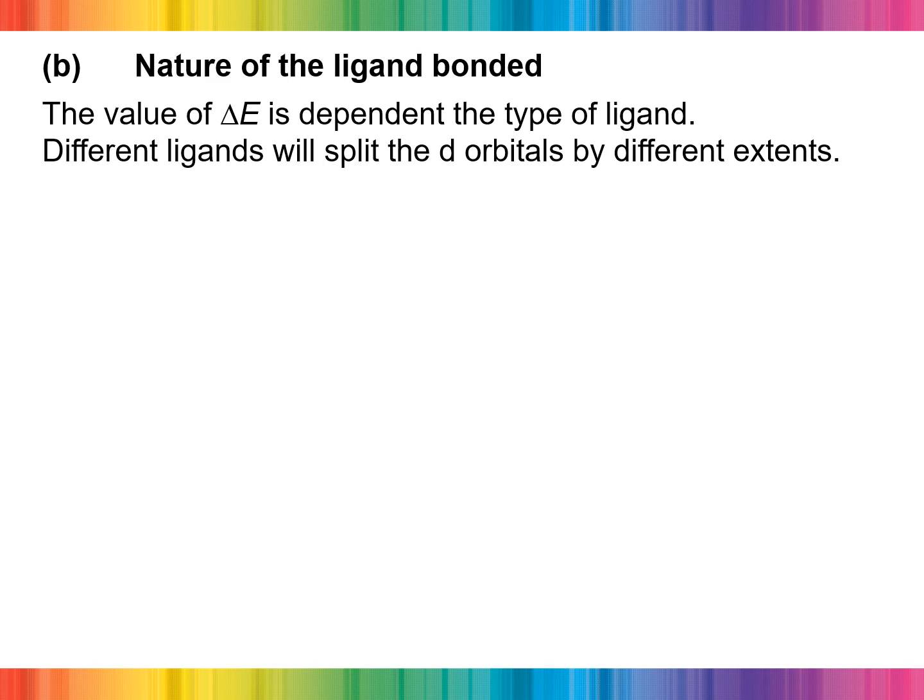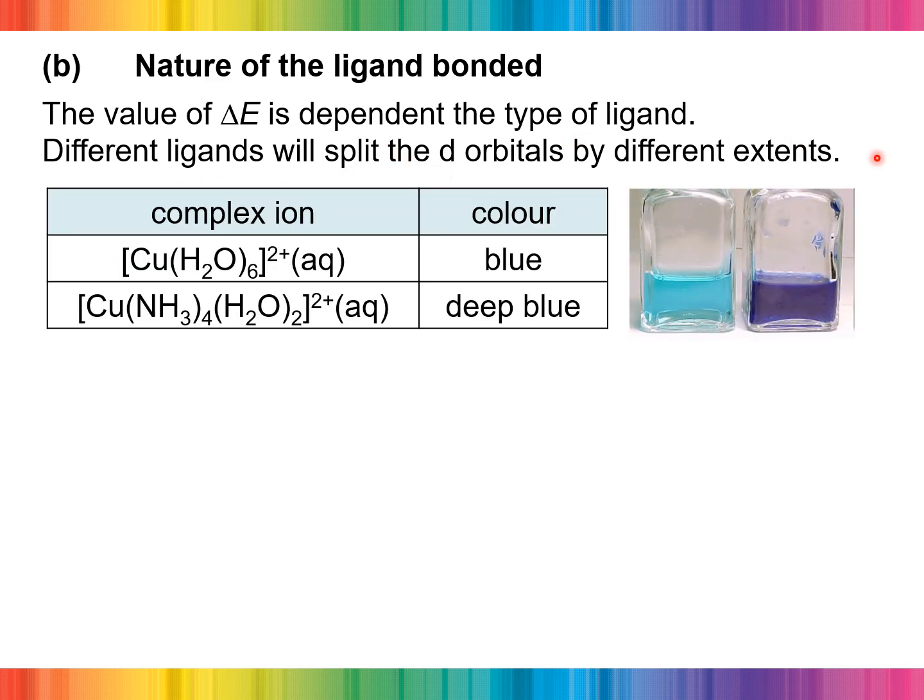The next factor, nature of the ligand bonded. The value of delta E is dependent on the type of ligand as well. Different ligands can split the d orbitals by different extents. For example, the classic one will be copper 2 plus aqueous, which is blue, and when you add excess ammonia, it will turn into a deep blue coloration, because of the presence of ammonia here.